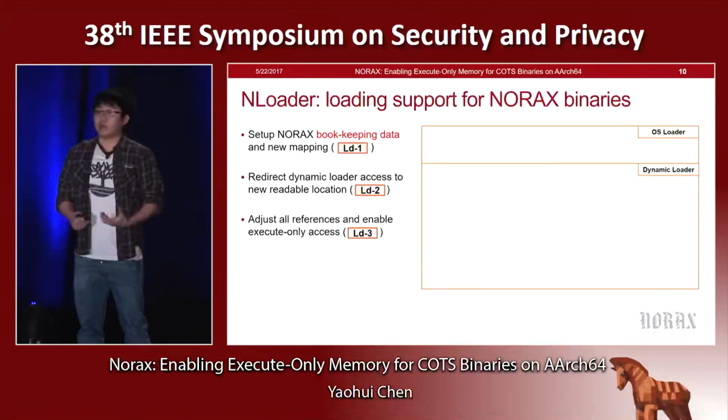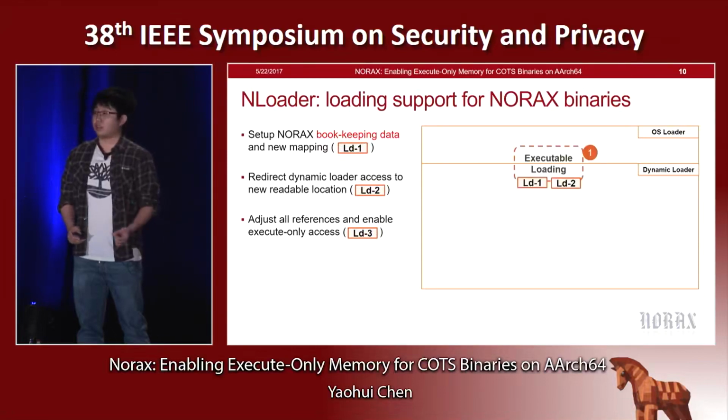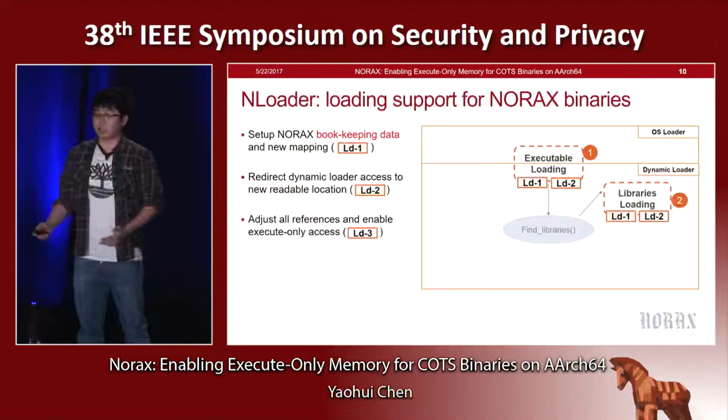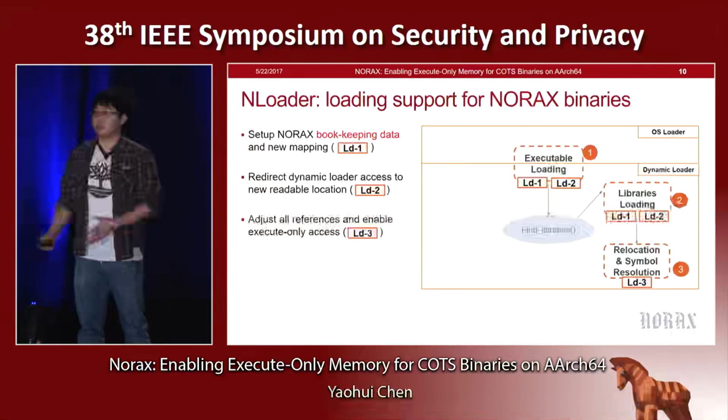I want to show you how unloader works with this simplified program loading process. So first of all, you start with the executable loading. You can see we do LD1 and LD2 accordingly. And then the control flow is transferred to the dynamic loader, which will load all the dependence libraries. And for each one of the modules, we also do LD1 and LD2. And after all the modules required by the process are properly loaded, the dynamic loader will go ahead to perform symbol resolution and relocation. And we do LD3 at this point.